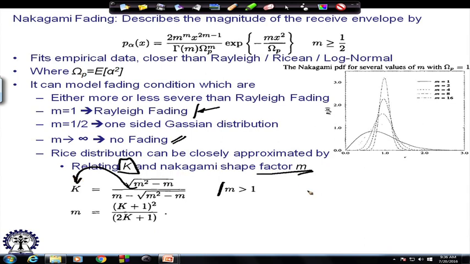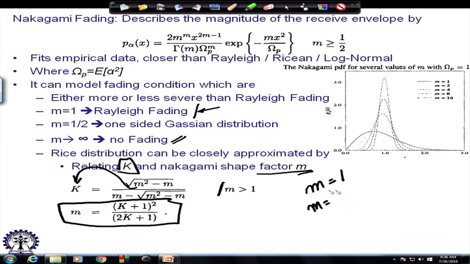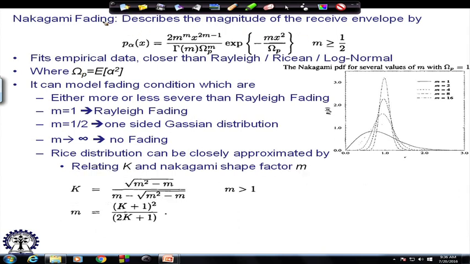So, if I would choose m equals 1, I would get a Rayleigh distribution, and if I would choose m equal to the particular expression given below, I can get the Rician distribution corresponding to that particular value of the Rice factor. So, using a single expression, we could get the distribution of the envelope for either Rayleigh or Rician. The advantage is why we are studying all these kinds of models.